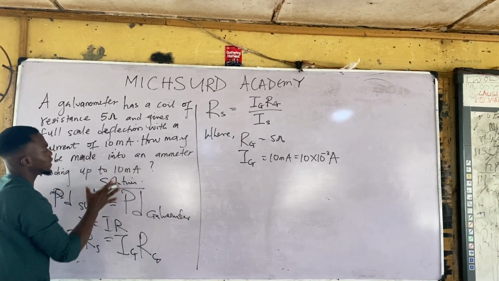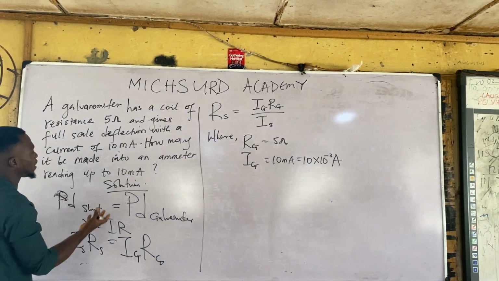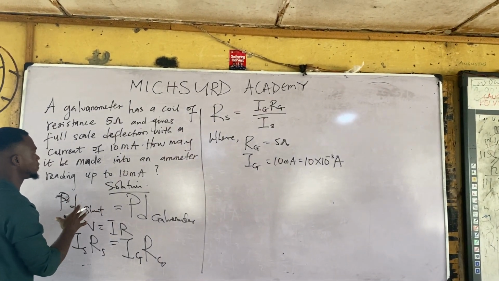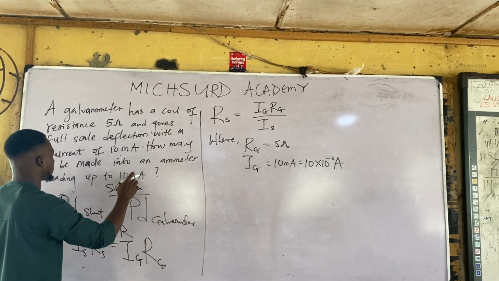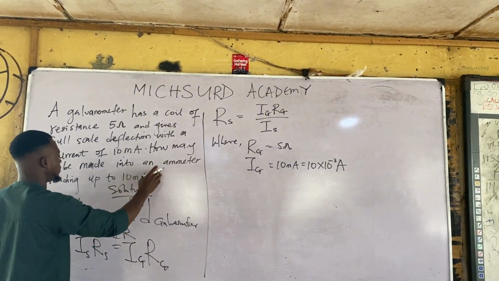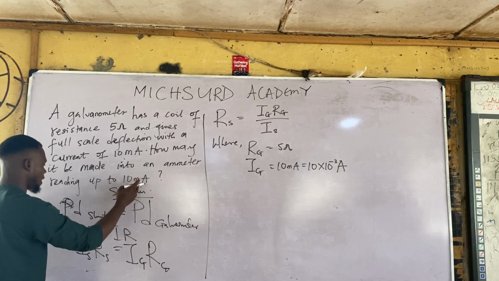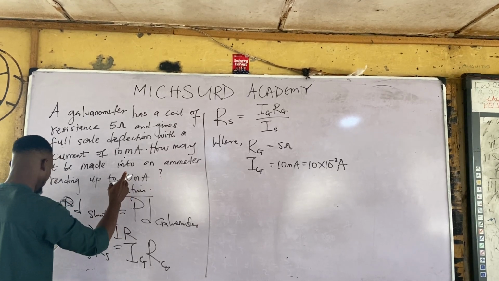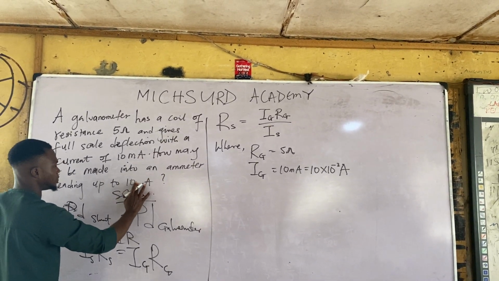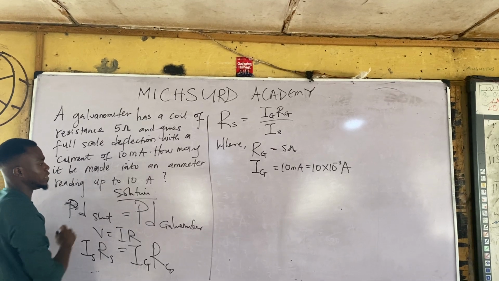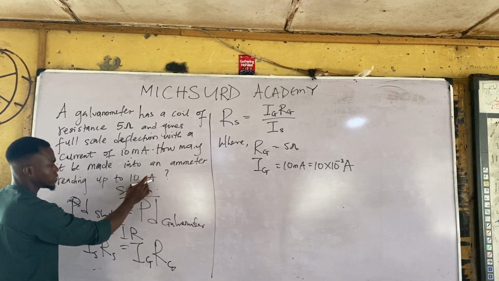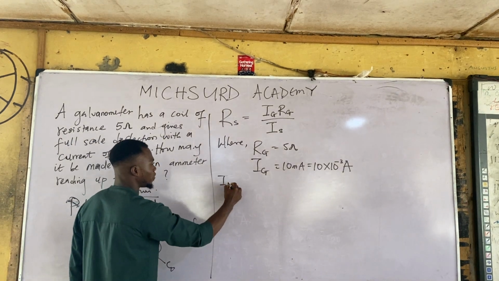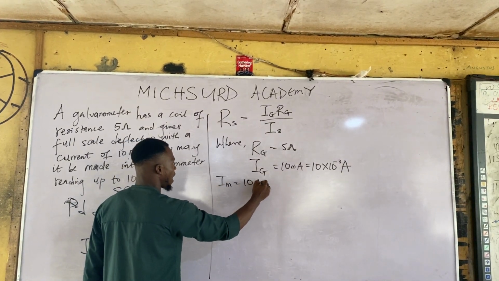Okay, now we have gotten this, but the problem is, what is our Is? If you look clearly, you will see that we don't have the Is from the question. Rather, what we have is the maximum current made into an ammeter reading up to 10 ampere. From the question here, this is 10 ampere, not 10 milli. So that is the maximum current.